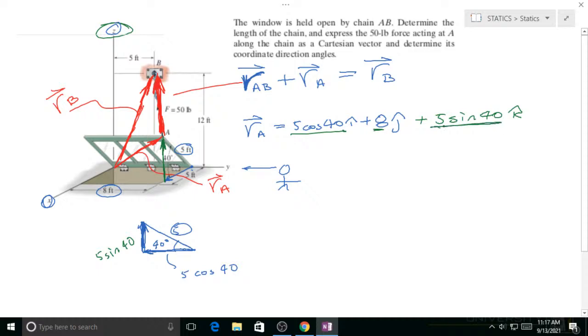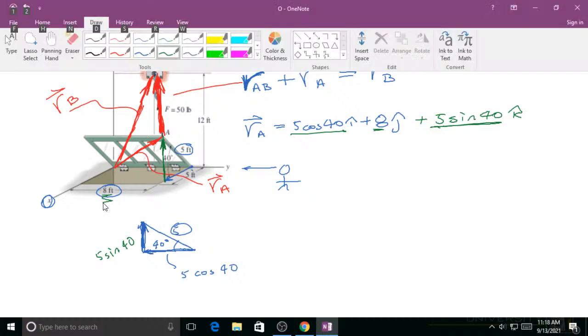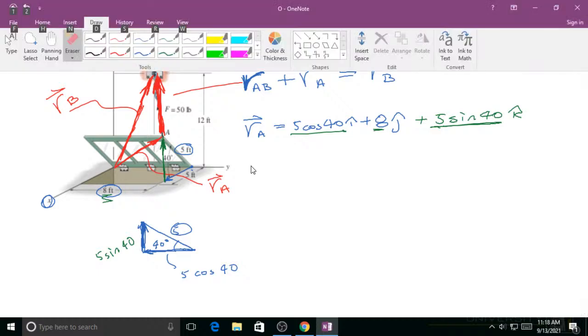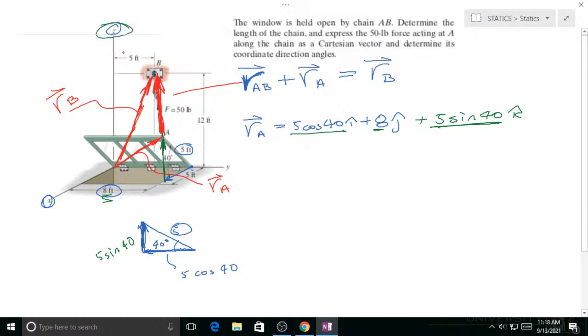And so he's given us this door. Is 8 foot important? Is 5 foot important? And the 40 degrees, and that's pretty much it. And so at this point, now I'm not looking anymore. The next thing to do is find RB.